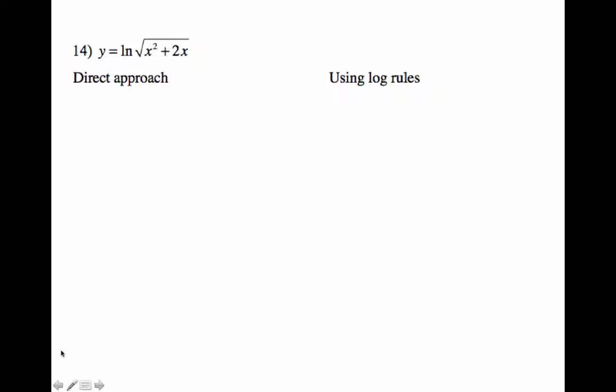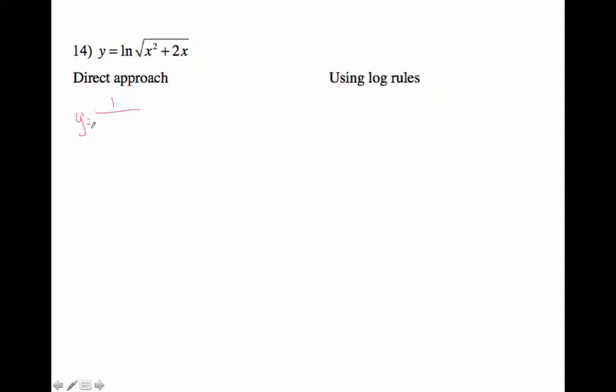Let's try another one. So now this one, I've got the natural log of the square root of x squared plus 2x. This is kind of a triple chain. The outermost function is the natural log. As we move further inside, it's the natural log of a square root, and not just of a square root, but of a square root of a polynomial. So we're going to have to break this down one piece at a time in order to get the direct derivative.